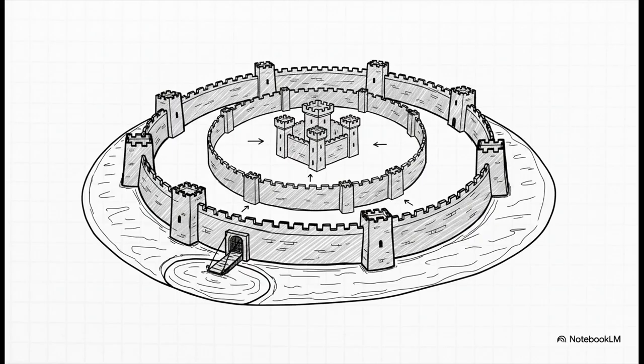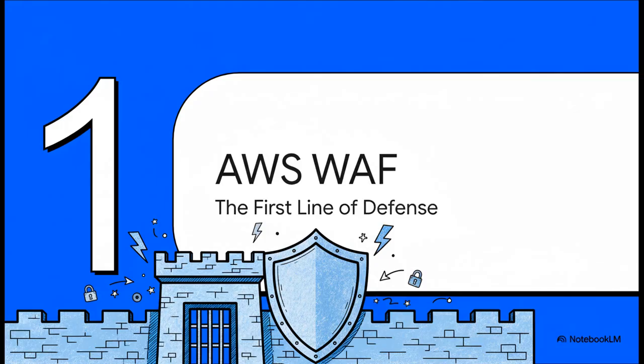Each layer has a very specific job to do, and today we're going to assemble that fortress piece by piece using some incredible AWS tools. Okay, so where do we start? Well, every good fortress needs a strong gate and a really vigilant gatekeeper. In our AWS fortress, that gatekeeper is the Web Application Firewall, or WAF for short. It's the very first service that gets to inspect traffic before it even thinks about reaching your application.